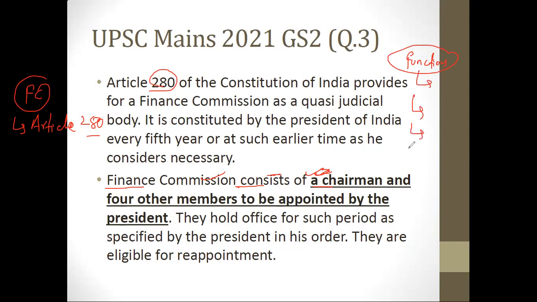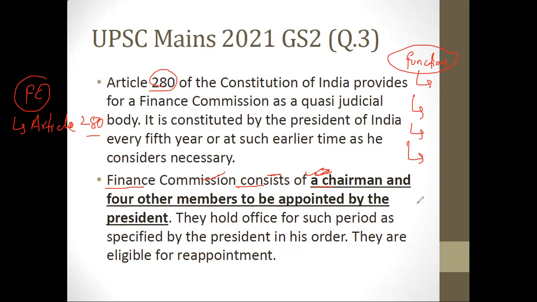There are only 4 functions of Finance Commission which are enshrined in the Constitution. The rest is all blah blah. So you have to remember those 4 functions. You can just make a flowchart and directly come to the point of how the 14th Finance Commission is enabling the states to improve their fiscal position.